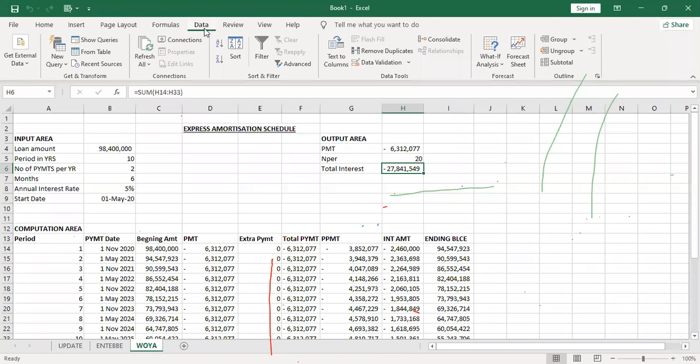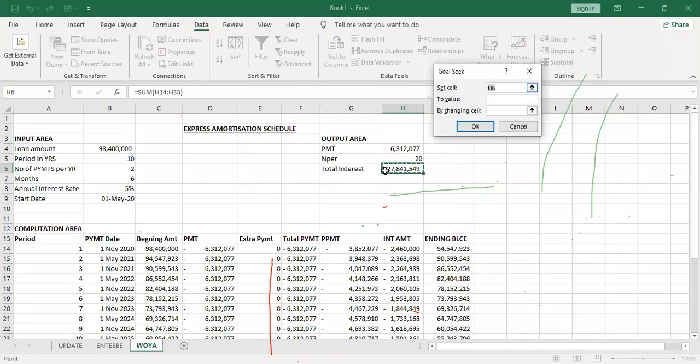And then when you click on data, you have OTIF analysis. The data tab is after formulas at the top. So click on the word data, then OTIF analysis will appear. Click on that drop down of OTIF analysis, and then you click on goal seek.